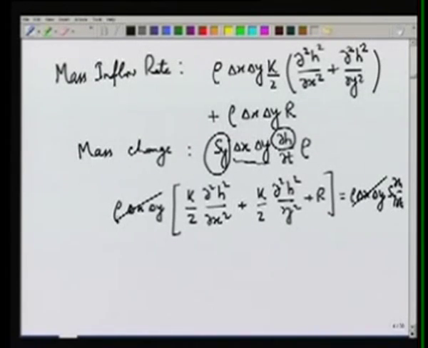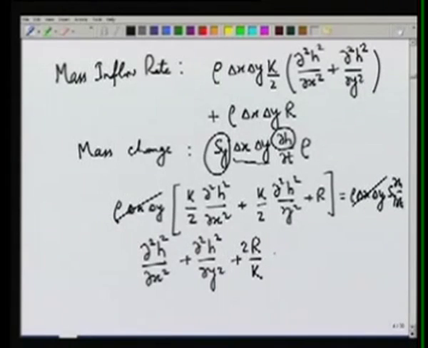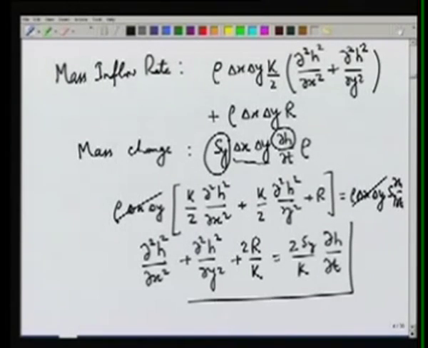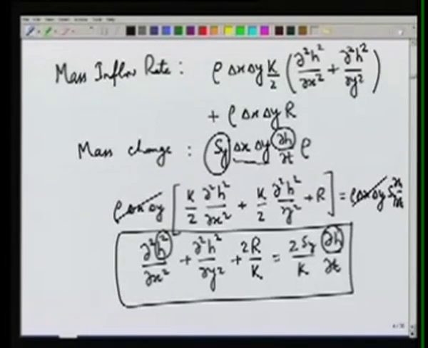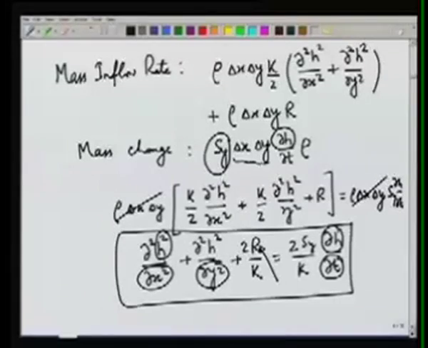So these will cancel out, and the final equation which we get, plus 2r over k, would be equal to 2 sy over k. So this is the equation which governs the change of head with time and space. Change with time is here, and change with space will be given by these two terms when it is subjected to some recharge R.